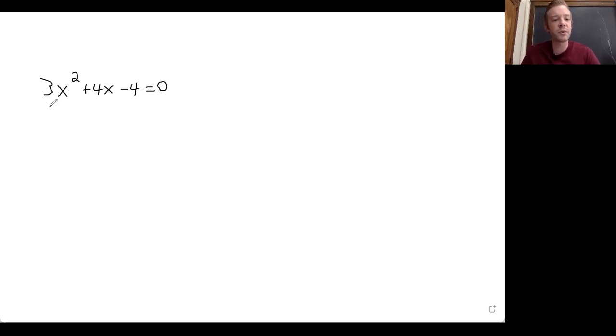So what we're going to do when we factor is we're going to start by multiplying the number in front of x squared with our last number here. Essentially, we're multiplying our a times our c. So in this case, 3 times negative 4 is going to give us negative 12.